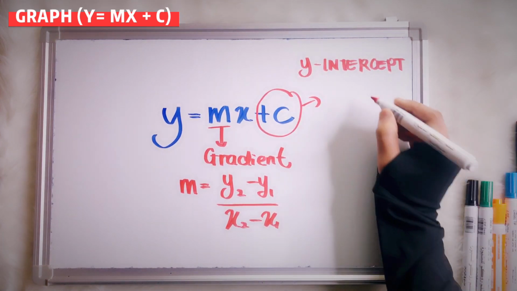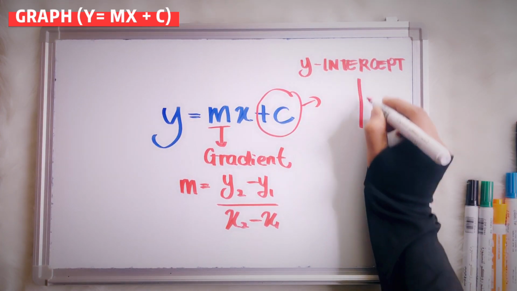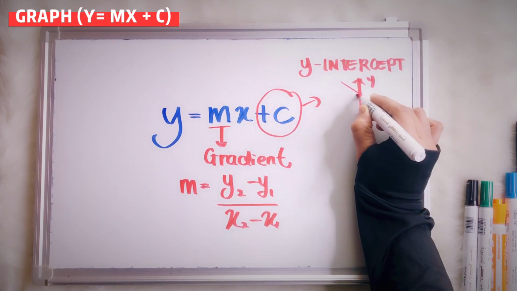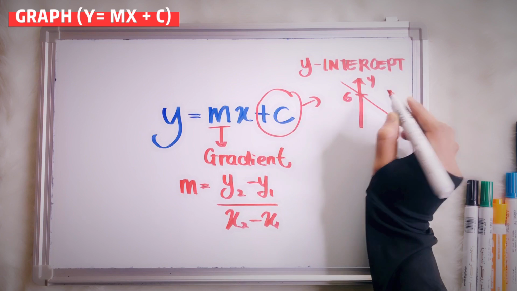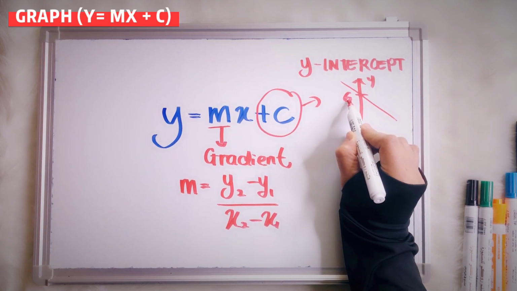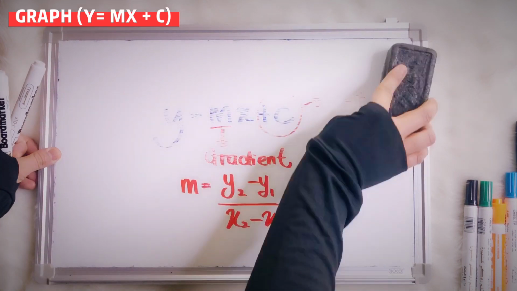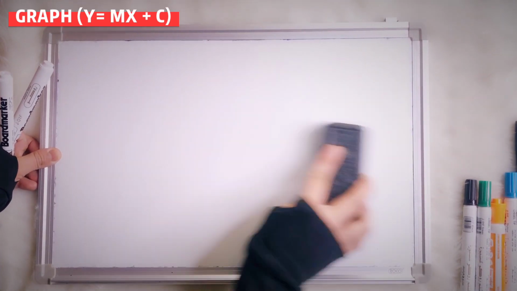Let's say this is the y-axis, and your graph crosses like this. Let's say here is 6. So your y-intercept is 6. Okay, we proceed with the first question.